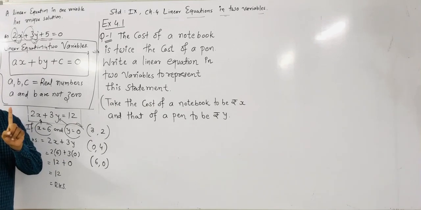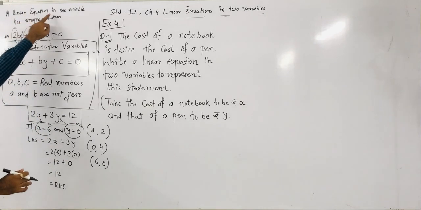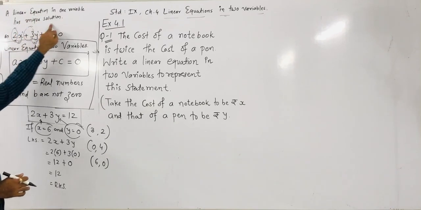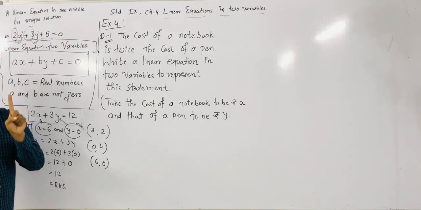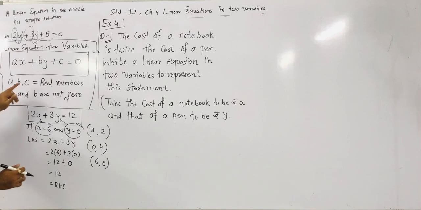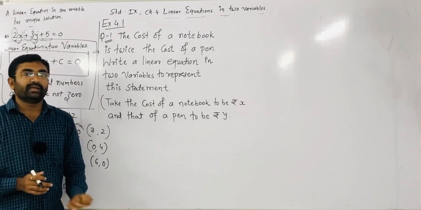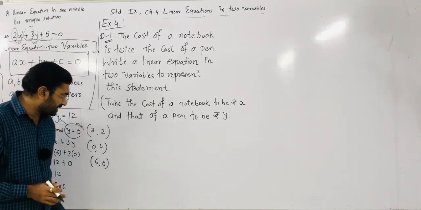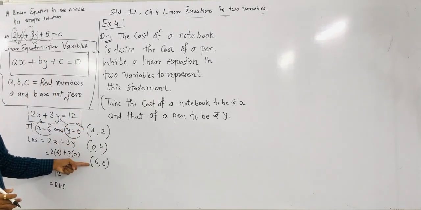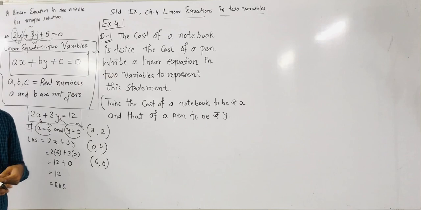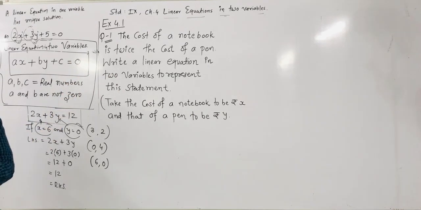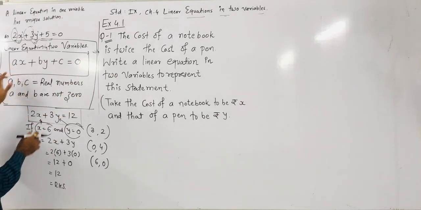Not only one solution. In one variable we get only one x value. It is a unique solution. But in a linear equation in 2 variables we get infinitely many solutions. Remember that. And all these solutions you can represent on a Cartesian plane. If you join all these points, then you get the graph of the linear equation in 2 variables.